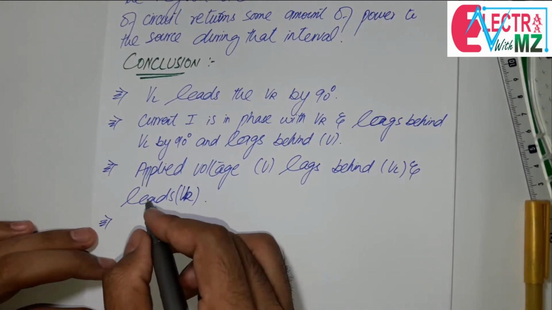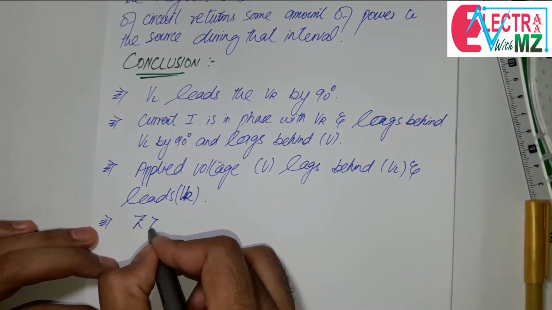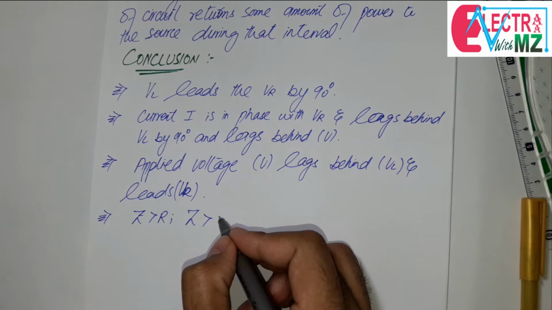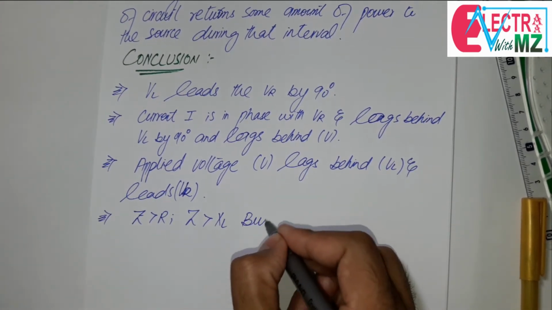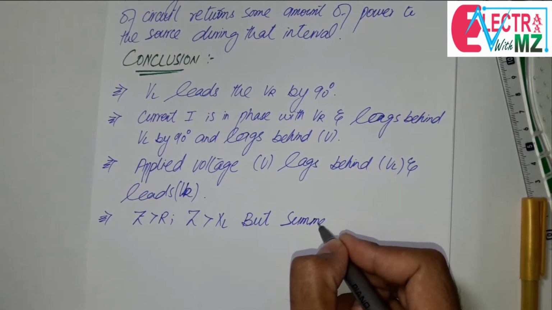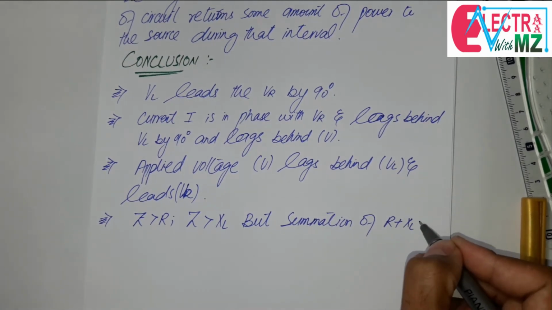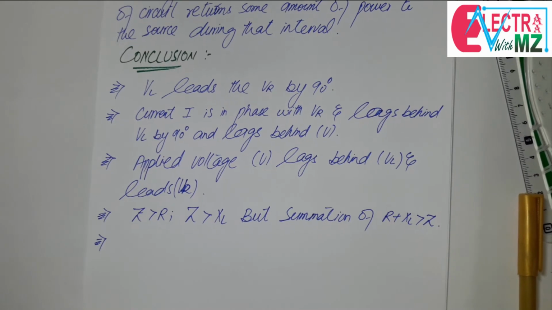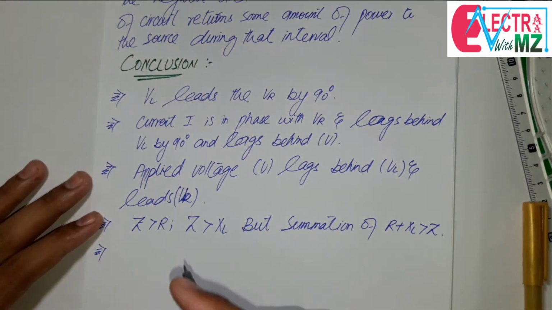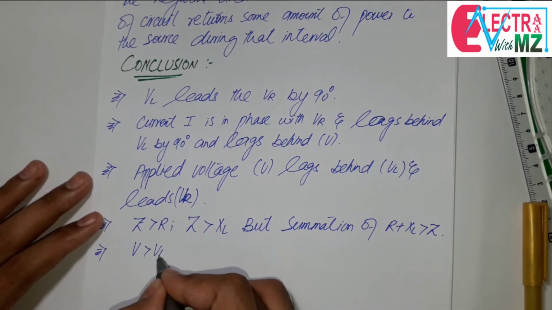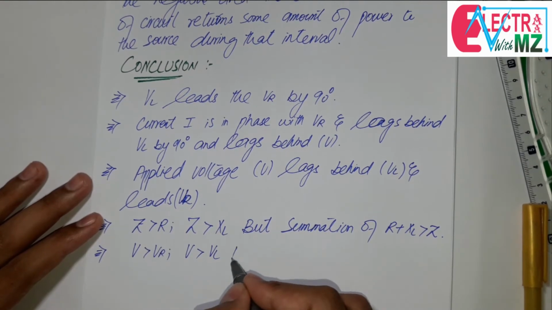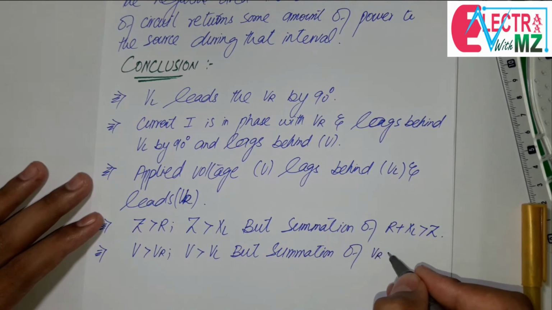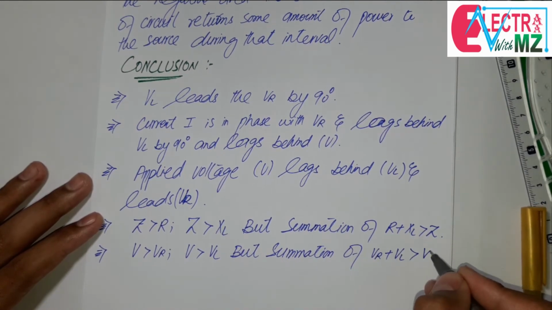in RL series AC circuit, impedance Z is greater than resistance R, and impedance is greater than inductive reactance XL, but the summation of R plus XL is greater than Z. Similarly, voltage V is greater than resistive voltage and voltage V is greater than inductive voltage, but the summation of the voltage drop across resistor R and the voltage drop across inductor L is greater than the supply voltage V.